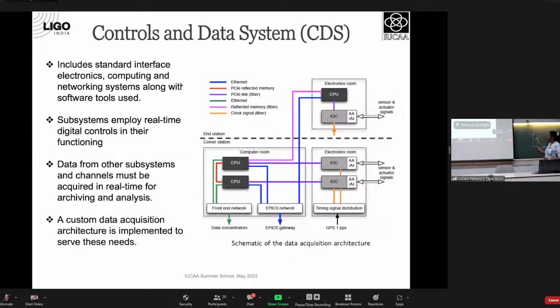Then the next one is the controls and data system, what we call CDS, because you accumulate a lot of data, and then you need to be able to control the subsystems in real time, because your system is inside a vacuum chamber, and you have to be able to sense and control in real time. So the data acquisition system that we have at LIGO is one of its own kind. It's not the one that you find in most laboratories.